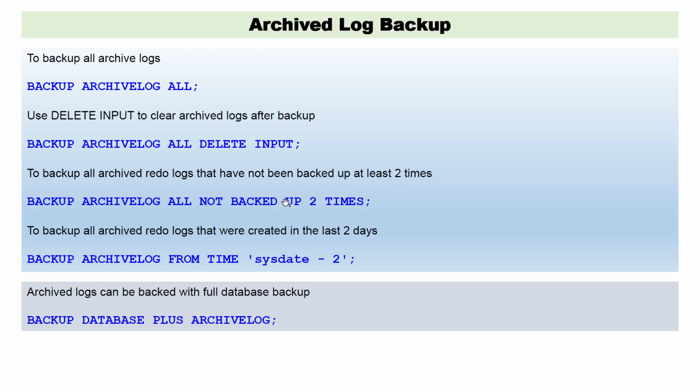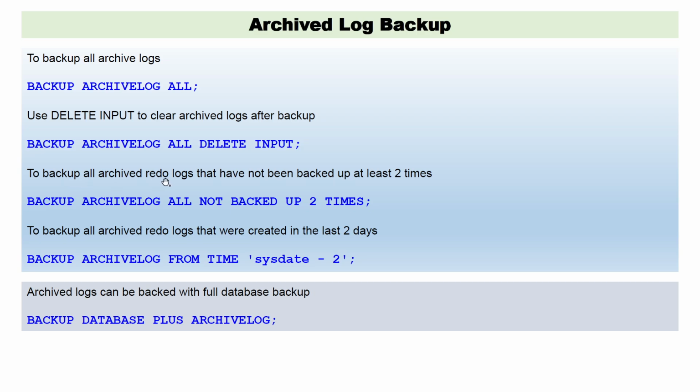Now, what are the archive log backups? I said before that we have not covered the archive log backups, which I will cover in the future. So to back up all archive logs, you will say backup archivelog all. You can use the delete input option to clear archive logs after backup. So once the archive logs are backed up, you don't want those files to be there. You can say delete input, which means that the archive logs which have been backed up will be deleted.